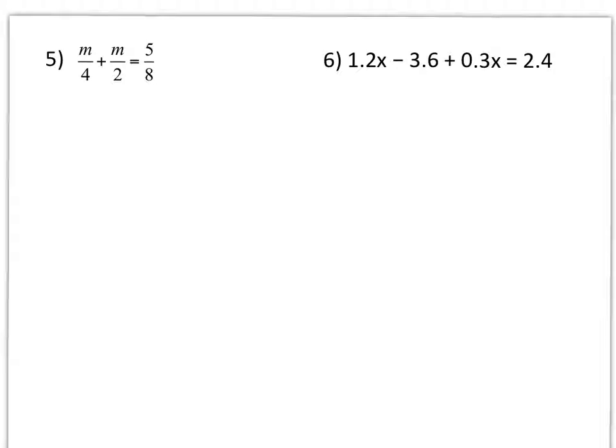All right, our last two equations have fractions and decimals, so we're going to clear them just to make it easier on ourselves. So number 5, we need to look for the least common denominator between 4, 2, and 8. So the smallest number that they all divide into is 8, so we're going to multiply the entire equation by 8. Now remember, this is 1m over 4 and 1m over 2, so we can reduce first. A fourth times 8 is 2, or 2m. A half of 8 is 4m.